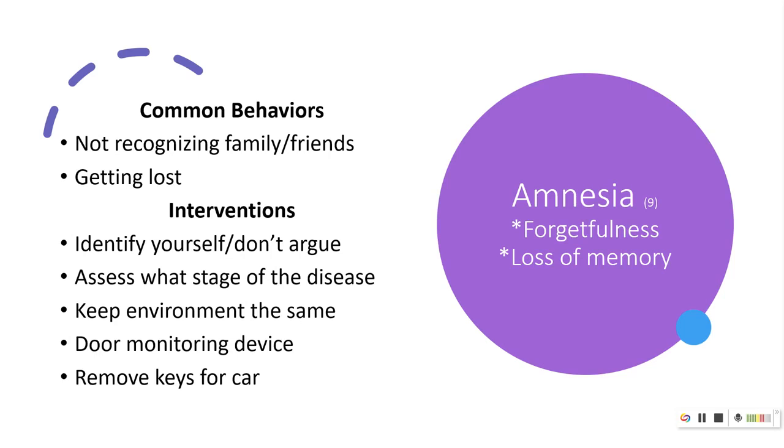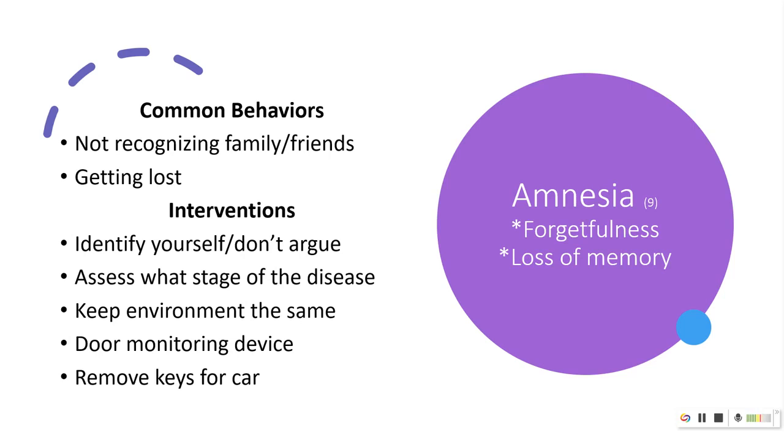Sometimes what happens is the person gets lost. When we talked about that, as the disease progresses in that moderate stage, the person might start wandering and then getting lost. And when do we decide to take away their car keys? That's a very difficult thing for an elder to have to give up, that loss of independence. So some of the interventions that we want to talk about as far as some of these behaviors.